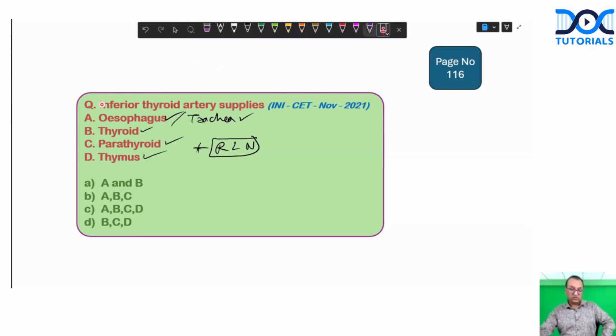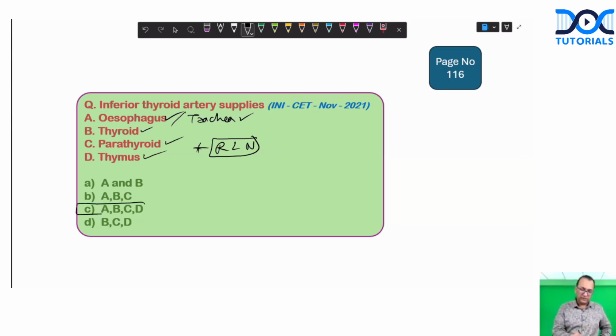So, this is quite an important artery. It is supplying the esophagus behind the trachea. It is supplying the respiratory tube, gut tube, thyroid, parathyroid, thymus, plus the recurrent laryngeal nerve. So, all of them. C is the answer.